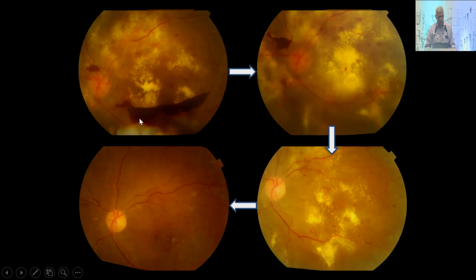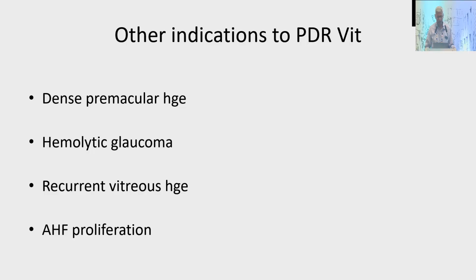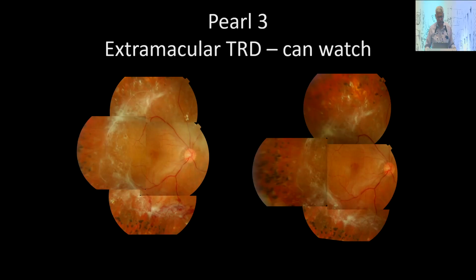So this is how things can be. It looks as though there is no epiretinal membrane at all, but there is actually a taut posterior hyaloid which is causing this extensive exudation. Post-vitrectomy, you can see how well the exudates improve and the patient's vision improves. Asteroid hyalosis, which precludes a PRP, is also an indication for doing vitrectomy, so that we're able to do the laser photocoagulation which the asteroid is preventing. Other indications are dense premacular hemorrhage, hemolytic glaucoma, recurrent vitreous hemorrhage, and antihyaloid proliferation.